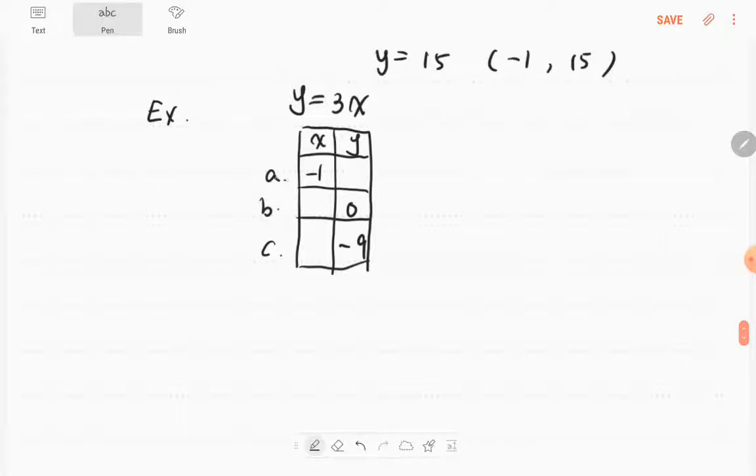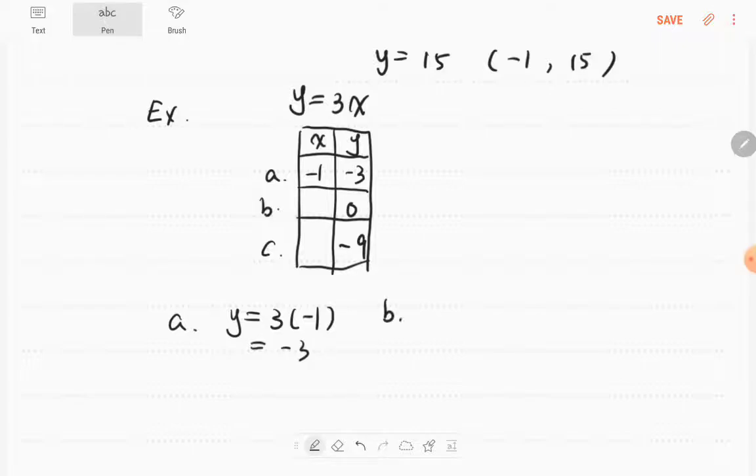So let's check part A. We have the x value, right? But we want to find the y value. So we just use this x value to replace x. So the equation will be y is equal to 3x. This time we use -1 to replace x. We will get the y value is -3. So for part A, we know it's -3 for y.